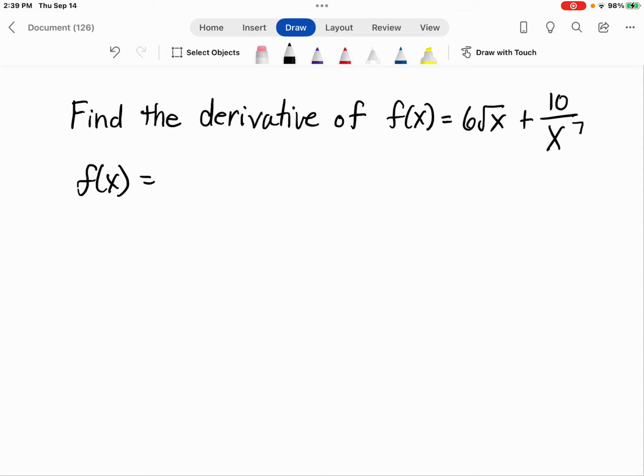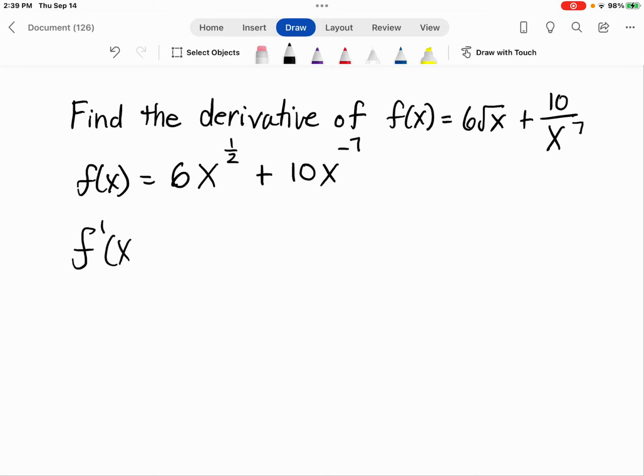So I'm going to rewrite this function as 6 times x to the 1/2. Instead of writing it with the root symbol, I'm writing it as to the 1/2 power plus 10 times x to the -7. Using exponent rules, that x to the 7th can come up in the numerator if you switch the exponent to be negative. Okay, now it makes it easier to find the derivative using your exponent rules.